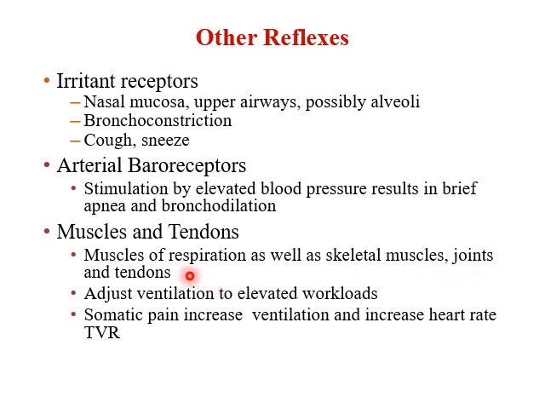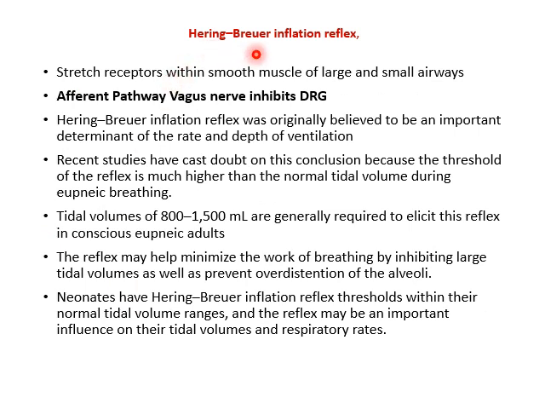It is believed that these are the ones which induce exercise hyperpnea by sending their inputs to the respiratory center at the onset of exercise or during the exercise to increase the rate of ventilation. So they make adjustments in our ventilation due to elevated workload during exercise. Sometimes even somatic pain, if you are exposed to it, will increase ventilation and also increase the heart rate and the total vascular resistance. And I'm sure that you know the effect of pain on the cardiovascular system from your previous module.